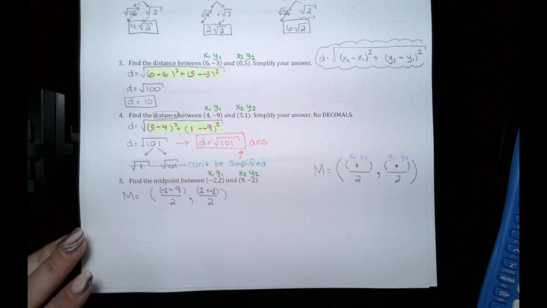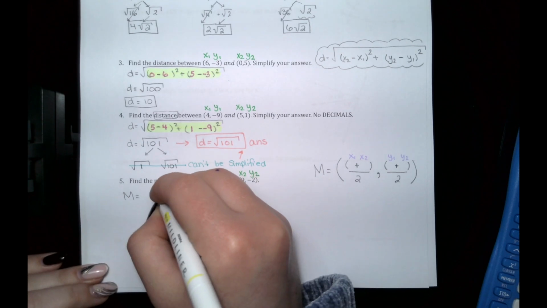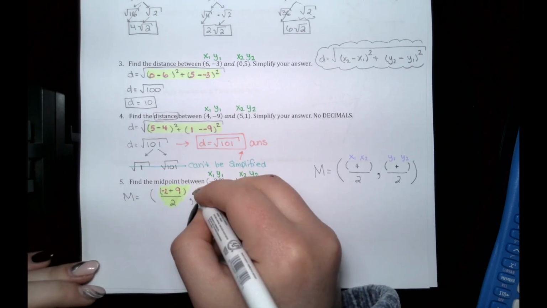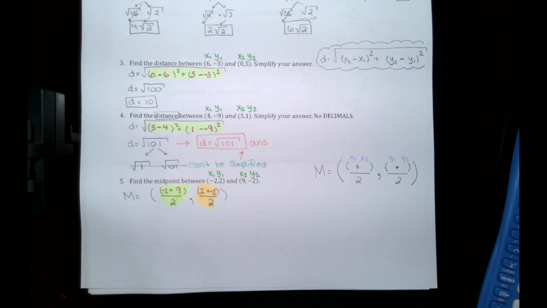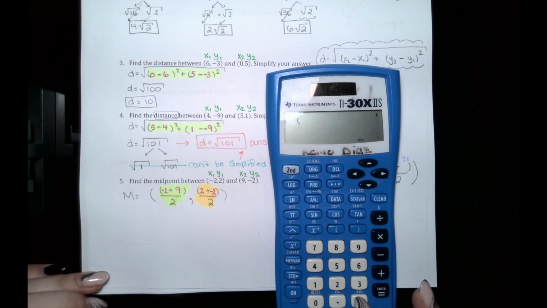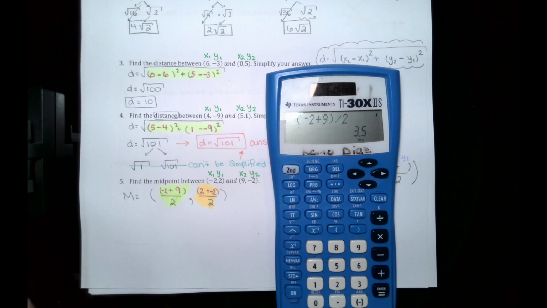Now when you are doing this, you're actually going to split this up into two sections. Section 1 is going to be the first fraction here. Section 2 is going to be our second fraction here. You're going to type this in separately on the calculator. Yes, parentheses are required. If you don't write in your parentheses, it would give you something that's incorrect. So open, negative 2 plus 9, close it, divided by 2, and that gives you a decimal.